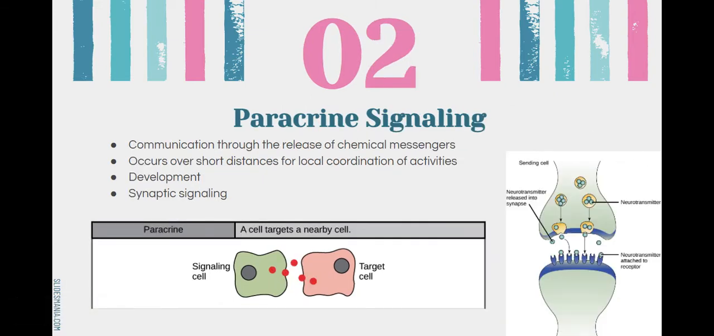So our second signaling pathway is going to be paracrine signaling, and this is where we have communication through the release of chemical messengers, and this typically happens between short distances. And so basically you have a chemical signal sent out, and it travels to the nearby cell and allows that target cell to have a response. This can occur in development, which I will talk about in a minute. And then also a great example of paracrine signaling is in our synaptic nerve cells.